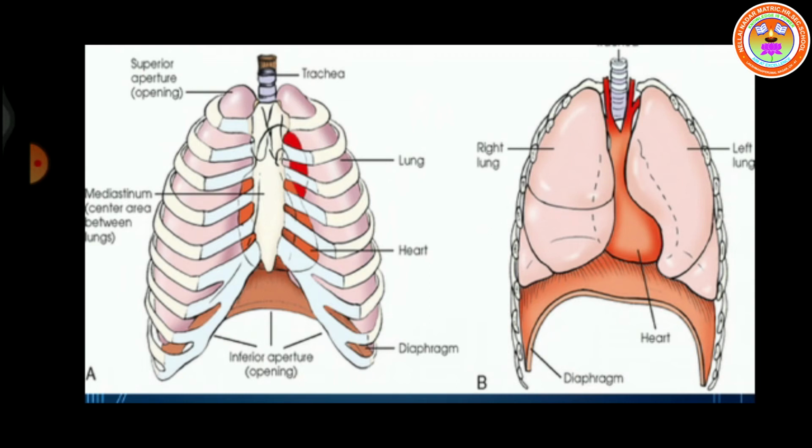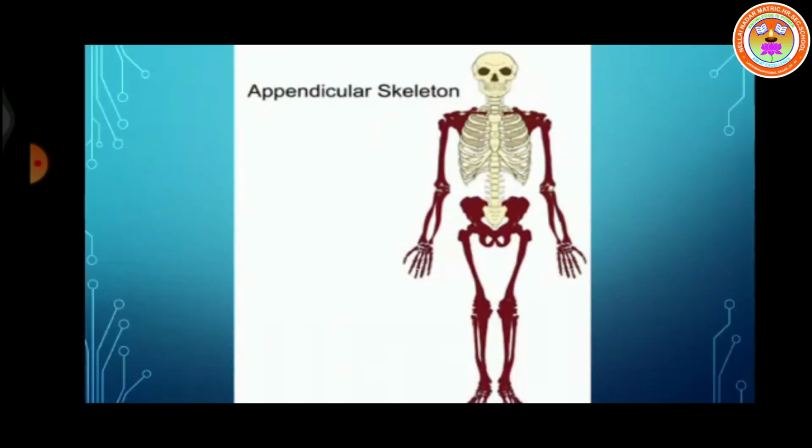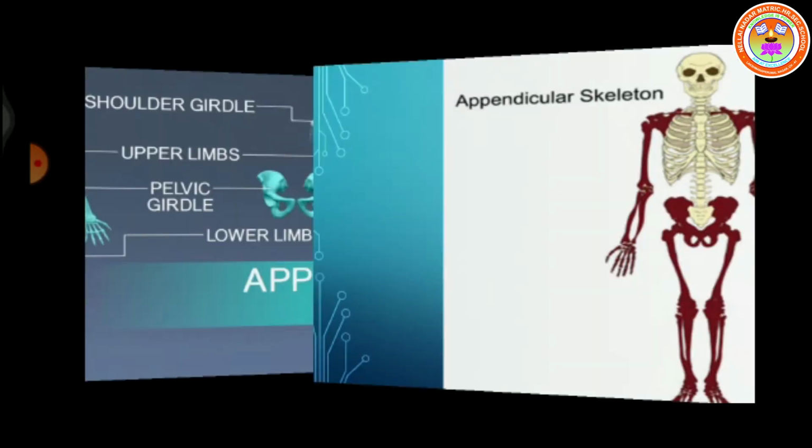So now, after discussing the 2 divisions, that is axial skeleton and appendicular skeleton, we have completed the axial skeleton, that is skull, vertebral column, ribs, and sternum. Now the second division is the appendicular skeleton. What is appendicular skeleton? The appendicular skeleton contains the bones in the appendages. Appendages means limbs, legs and hands, as well as the structures that connect the appendages to the axial skeleton.